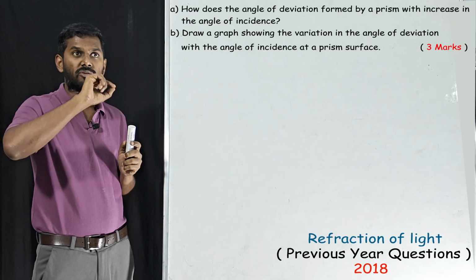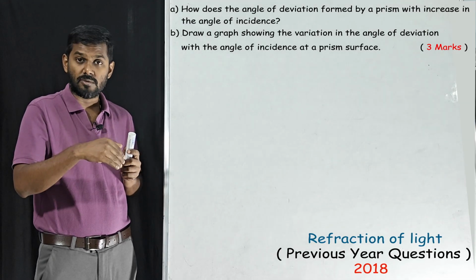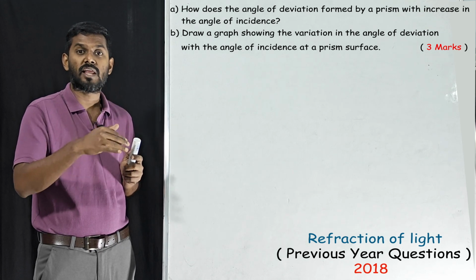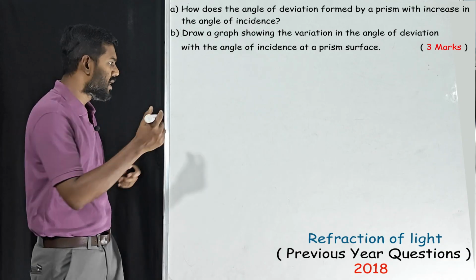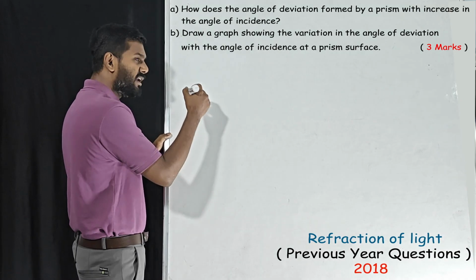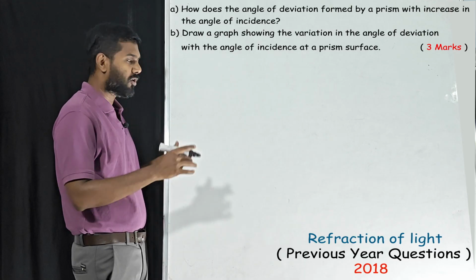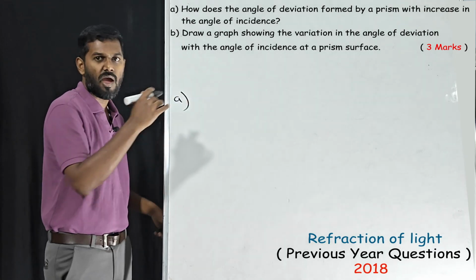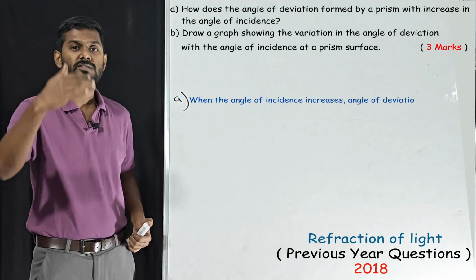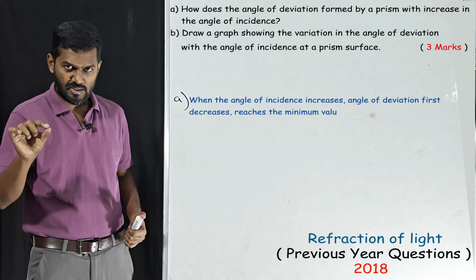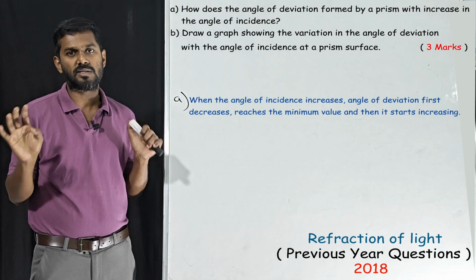Okay, angle of incidence increases. When the angle of incidence increases, we cannot give the answer that it is directly proportional or inversely proportional for this question. Why? Because first, see what happens when you increase the angle of incidence: the angle of deviation first decreases. Okay, this is how you have to answer. When you increase the angle of incidence, the angle of deviation first decreases, reaches the minimum deviation, and again it increases. That's it.